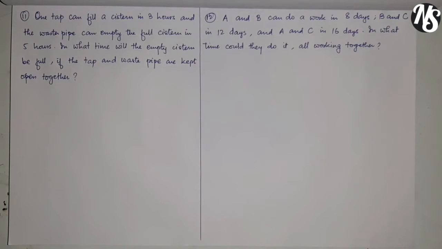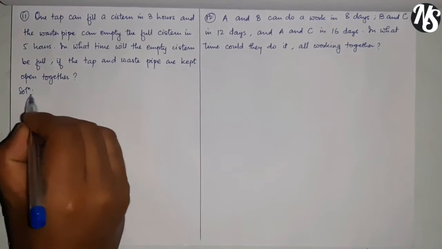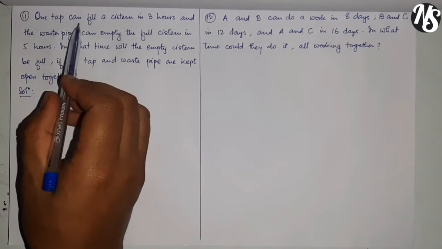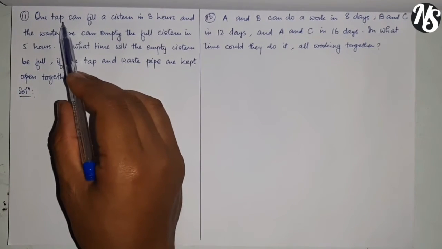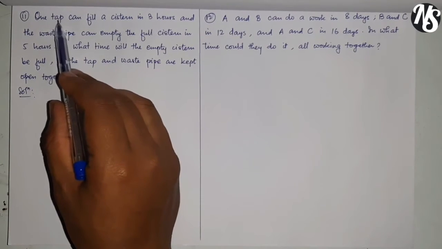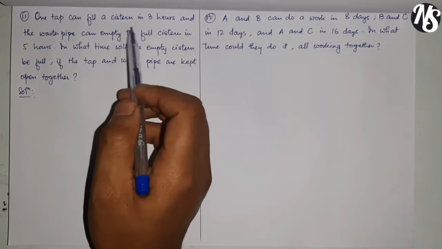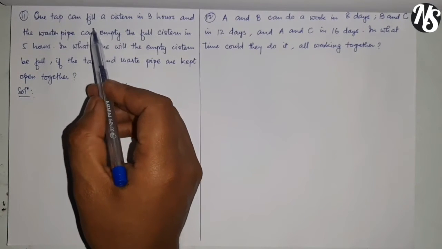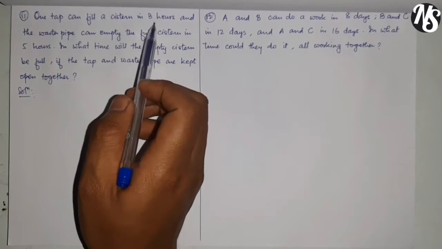So here we have another question. Let's see the question first. One tap can fill a cistern in 3 hours. Okay, so you can compare this problem with the earlier one. Your work is to fill a cistern. So here one tap can fill a cistern in 3 hours.